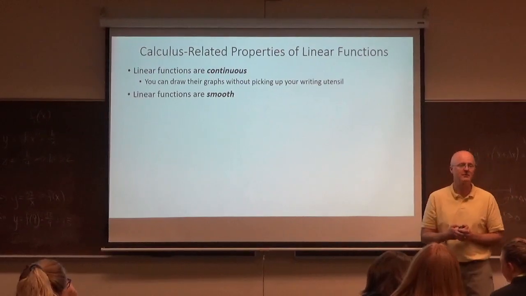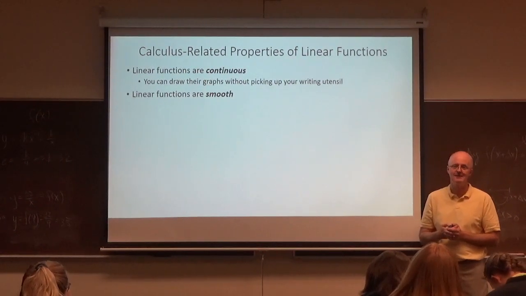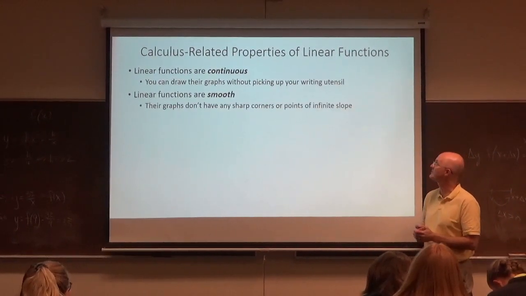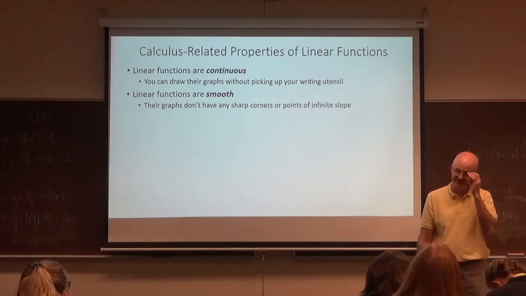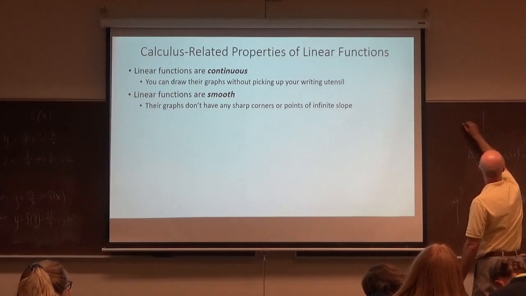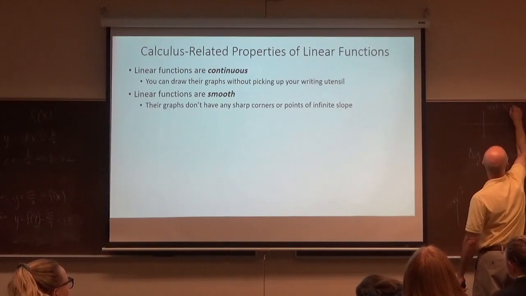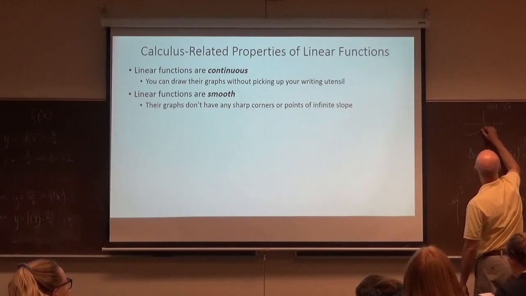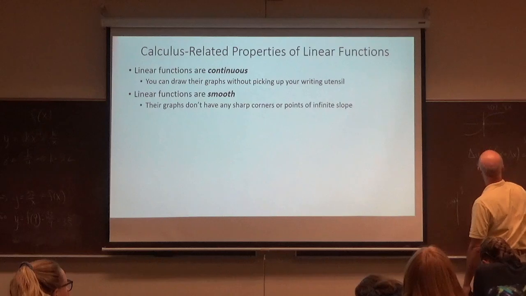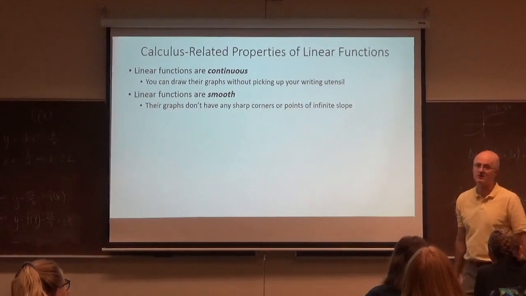They're also smooth. What does that mean? It means the graphs don't have any sharp corners or points of infinite slope. You actually can have functions whose graphs have infinite sloping points. The cube root function has a graph that looks about like this, and it turns out that at this one point, it's essentially got infinite slope. But it still passes the vertical line test.